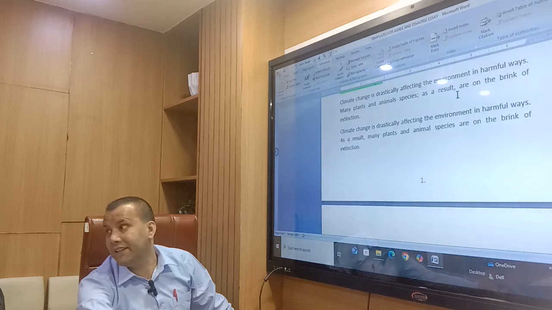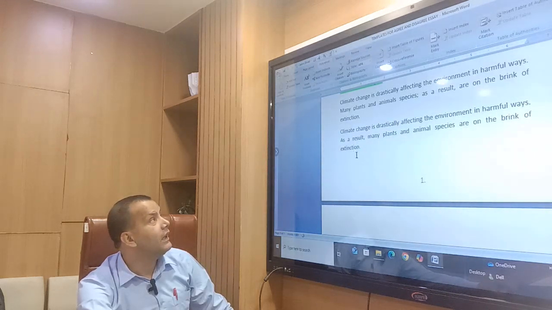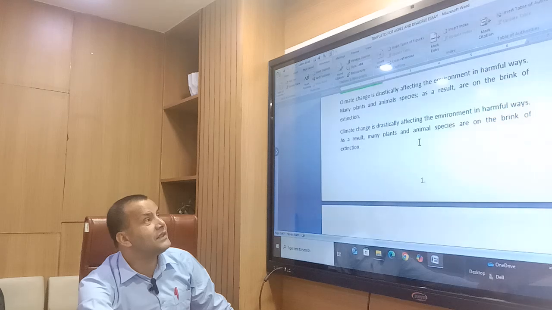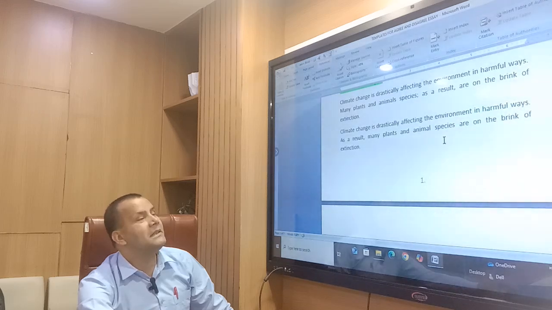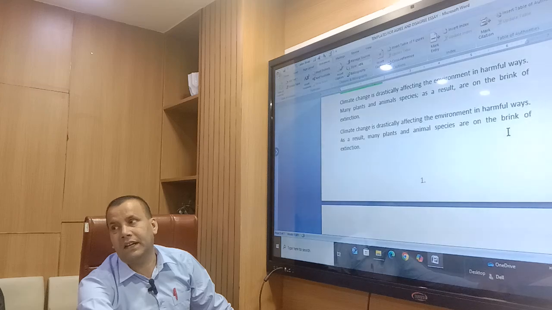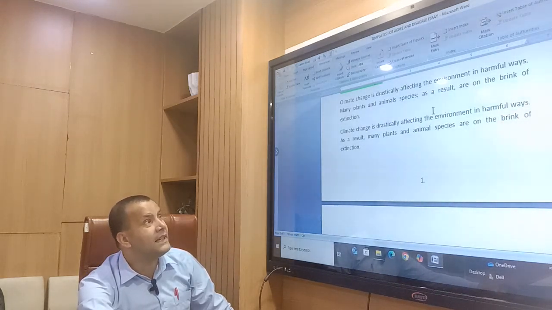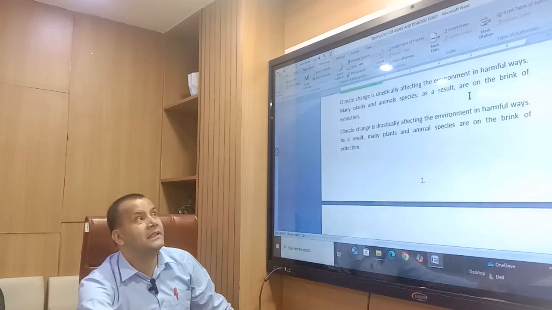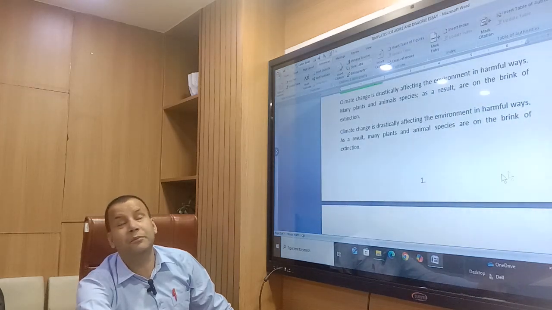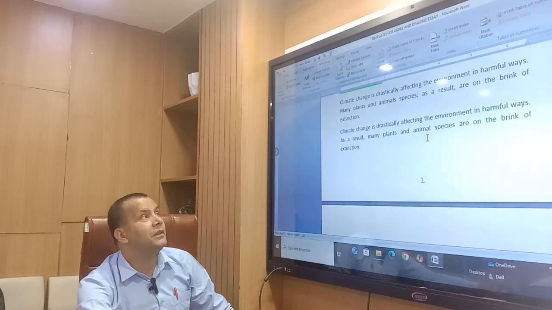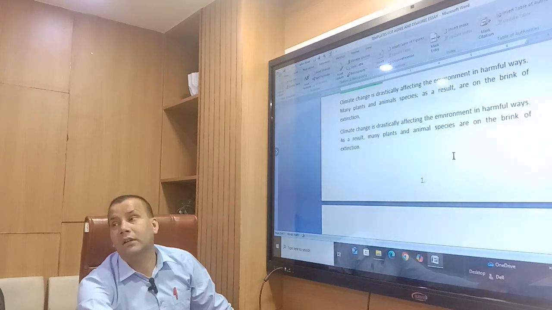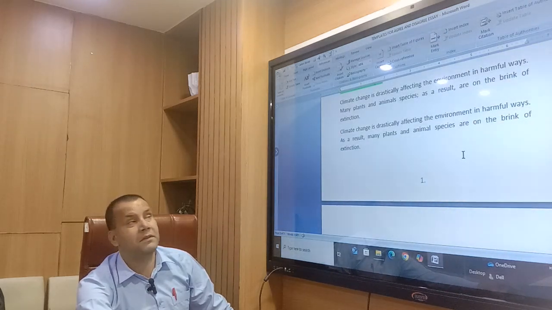Next, climate change is drastically affecting the environment in harmful ways. As a result, many plants and animal species are on the brink of extinction. Brink भनेको खतरा, danger, extinction विनाश. क्लाइमेट चेन्जले वातावरणलाई हानि पुर्याइरहेको छ. परिणाम स्वरूप धेरै जनावरहरू र बिरुवाहरू खतराको शिकारमा छन्, विनाश हुने अवस्थामा छन्.